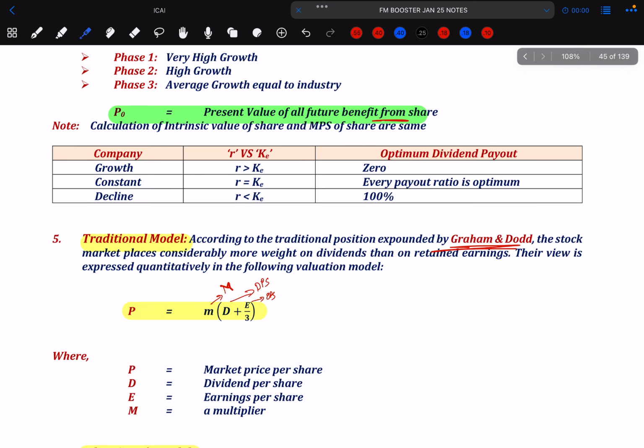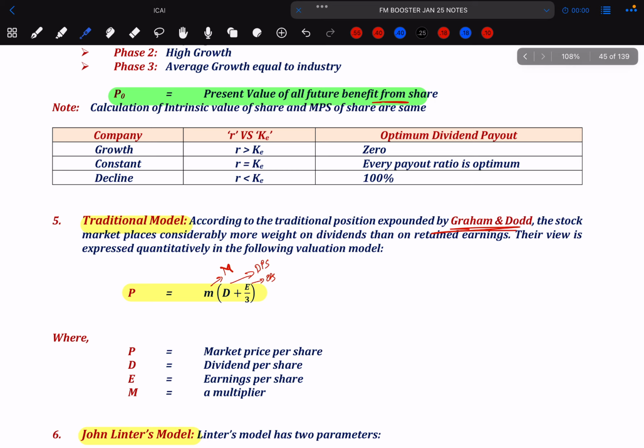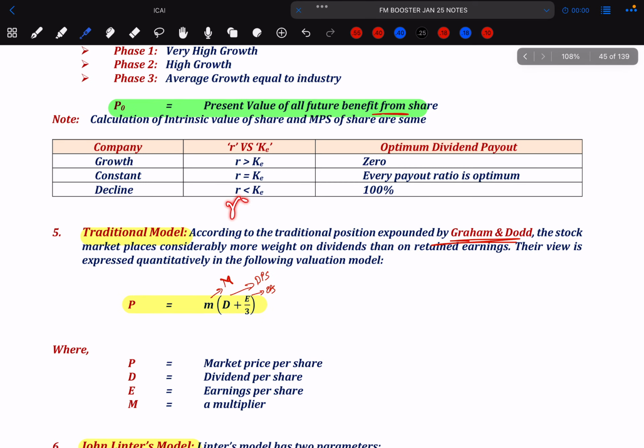Even kids know this. And in this case, when r is greater than k, the cost of equity is 8%, and the return on investment, if I invest, I'll get 10%. In that case, will you pay dividend? Seriously? No, that is 0.